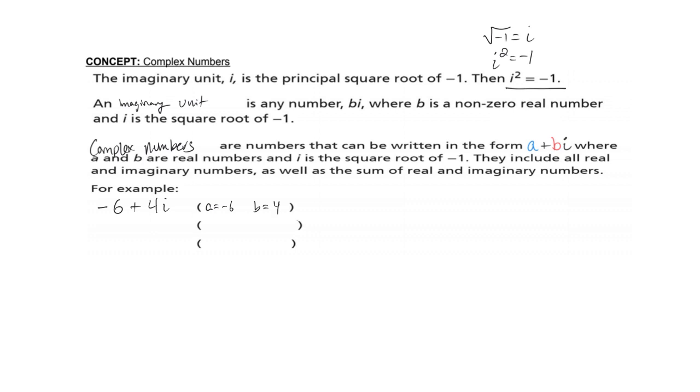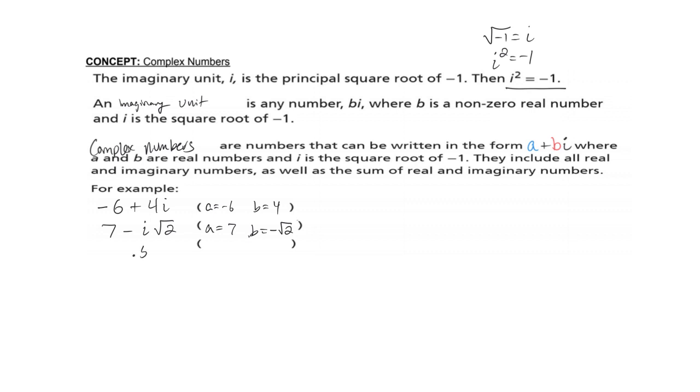What if we had 7 minus i square root of 2? Well, your a is 7 and your b is negative square root of 2. It's anything that's not i in that second part. It's a plus bi. And if we have a minus sign, that means b is negative, and then square root of 2 is the number attached to i.